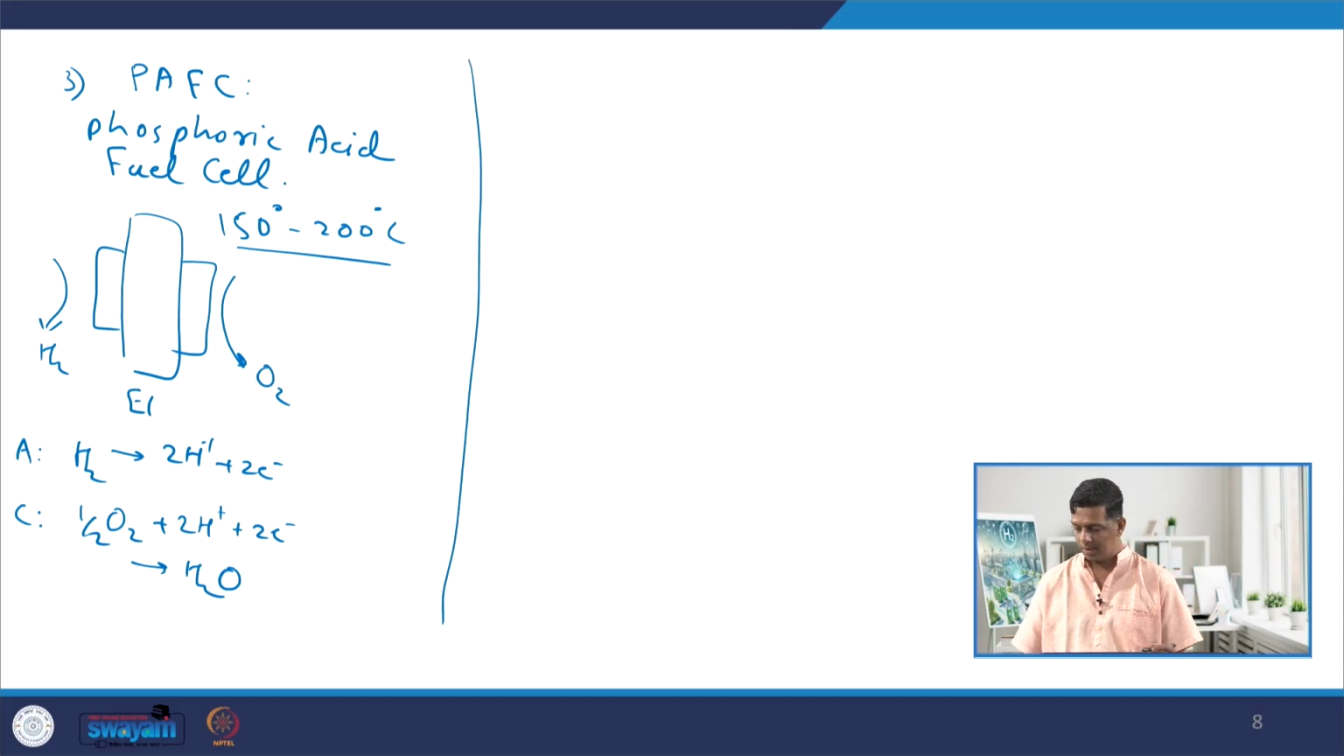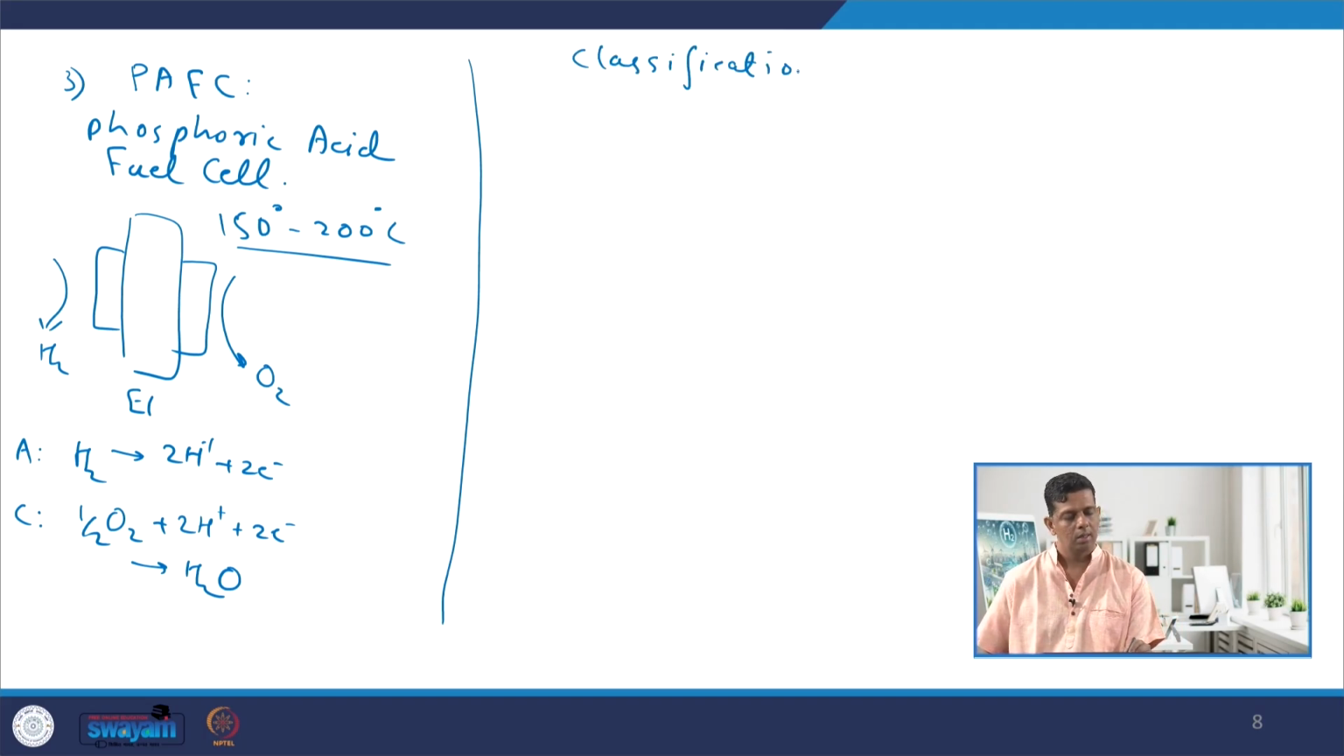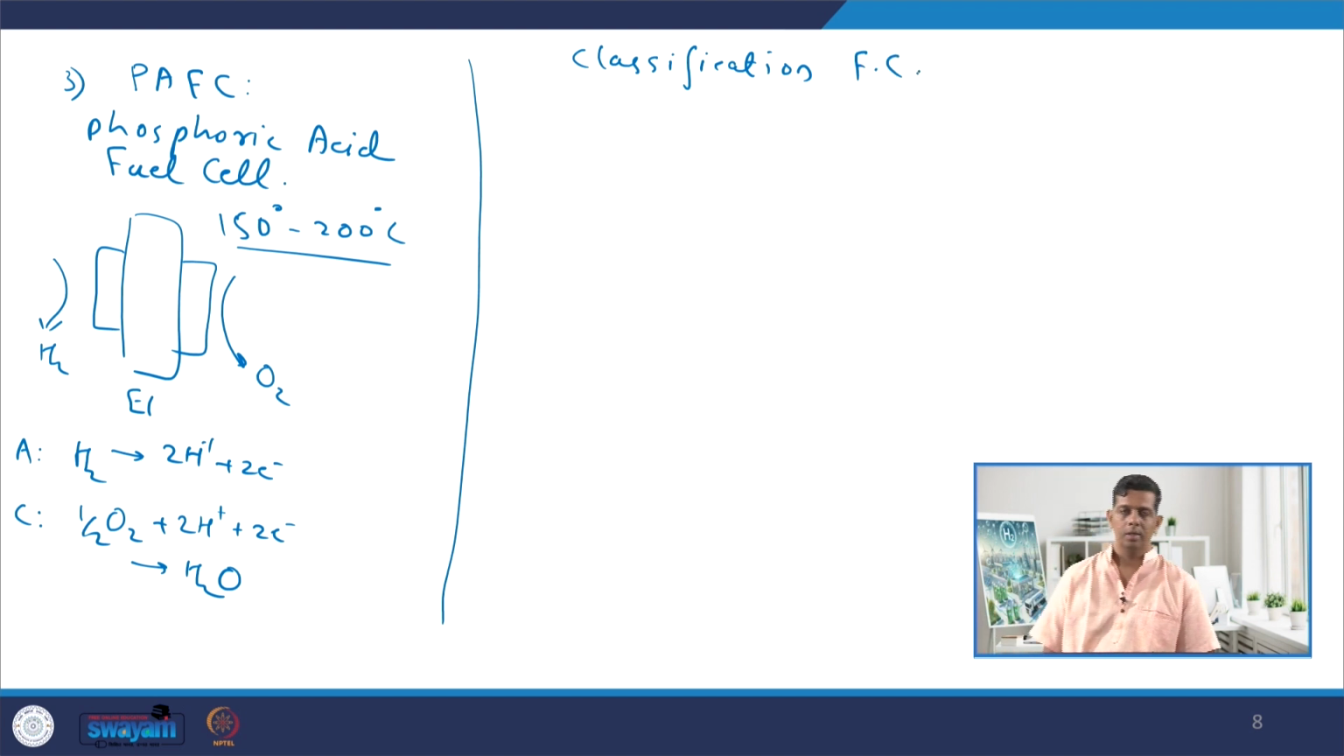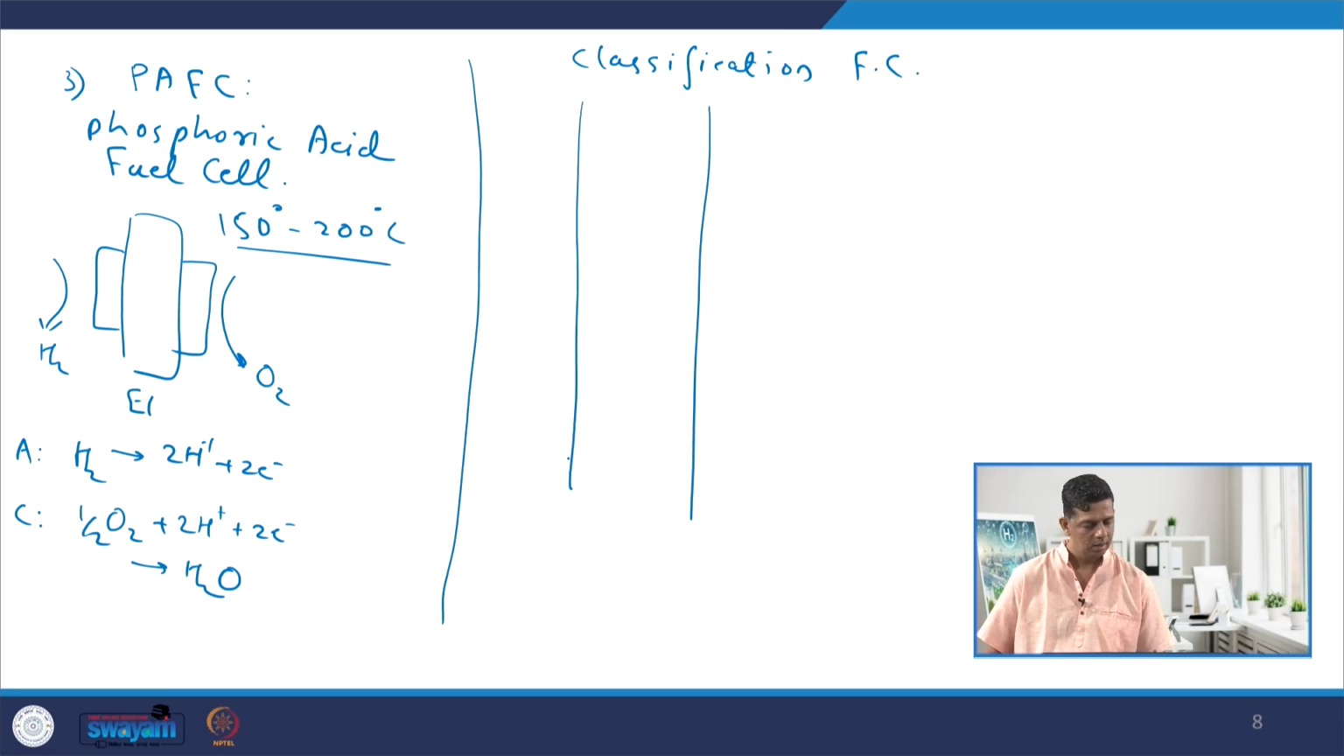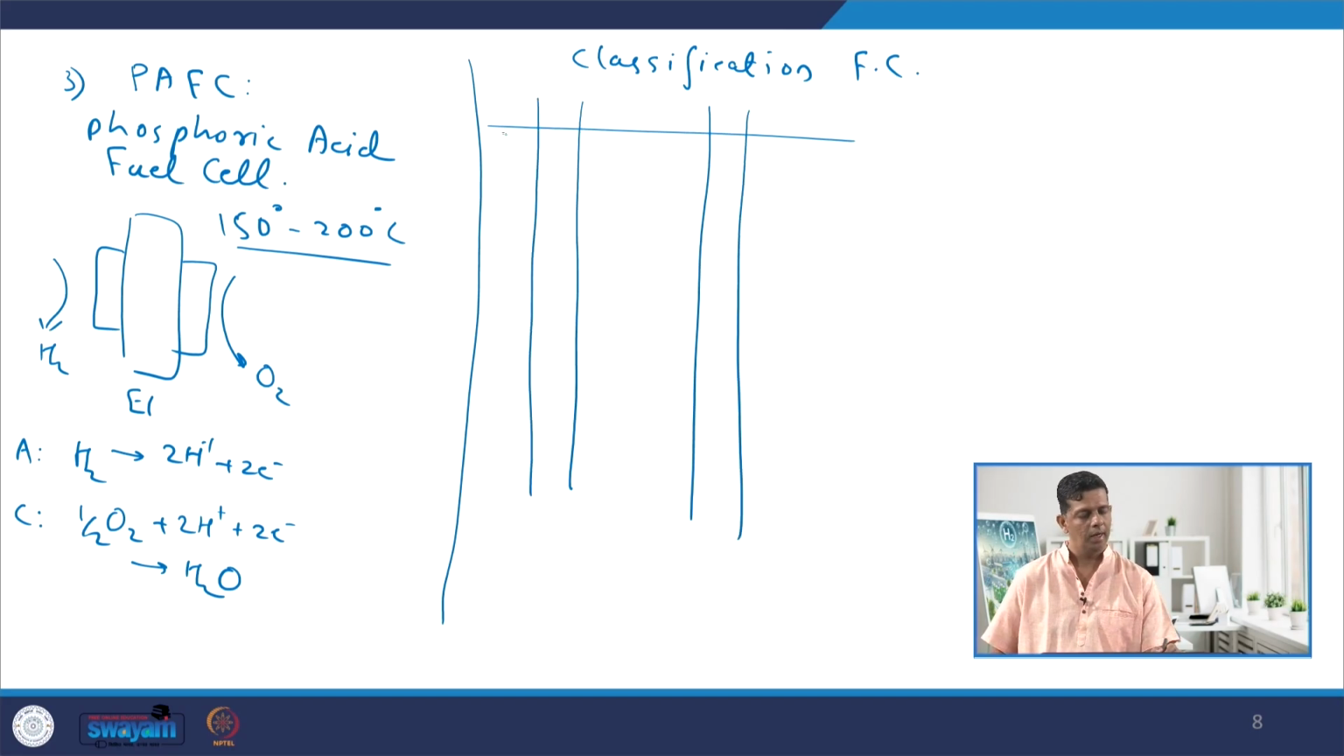We can summarize how these fuel cells are classified. Let me summarize this classification of fuel cells based on the electrolyte used and the operating temperatures. We can do it this way. These are the anodes and these are the cathodes, and this is the electrolyte. So, we have H2 here, this is your anode, this is the electrolyte, and this is your cathode.